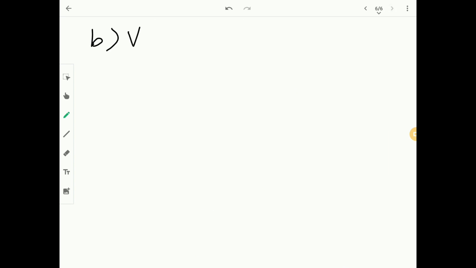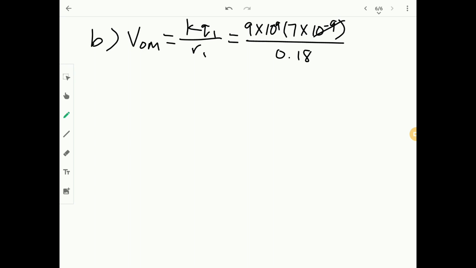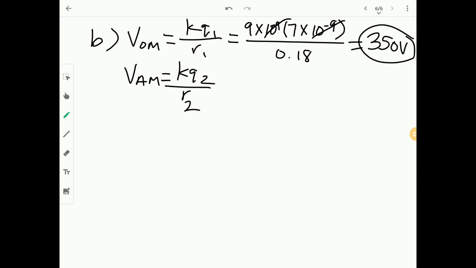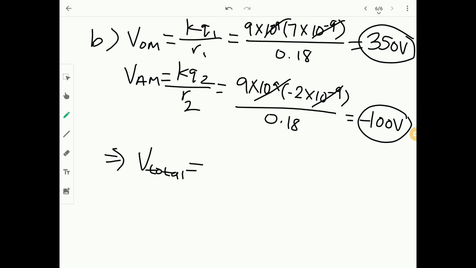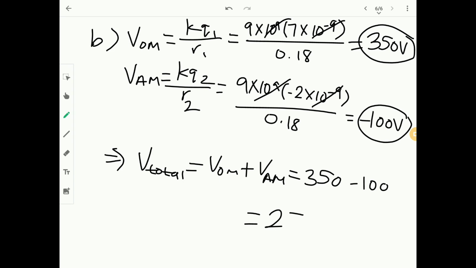We should know that. Let's call VOM the electric potential due to the origin charge on M. So it's K Q1 over R1, which is 9 times 10 to the 9 times 7 times 10 to the power minus 9 over 0.18. Cancels, we should get 350 volts. Now let's call this VAM, which is KQ2 over R2, the electric potential at M due to A, equal to 9 times 10 to the 9 times minus 2 times 10 to the minus 9 over again 0.18. Cancels, and we should get a negative 100 volts. Finally, concluding, V total equals VOM plus VAM, which is 350 minus 100 to give 250 volts.